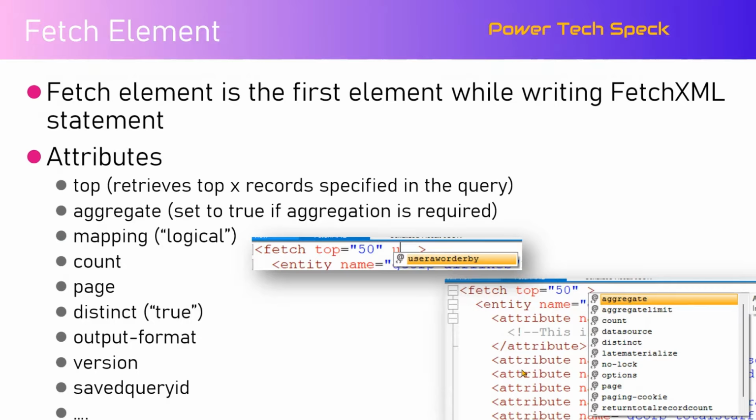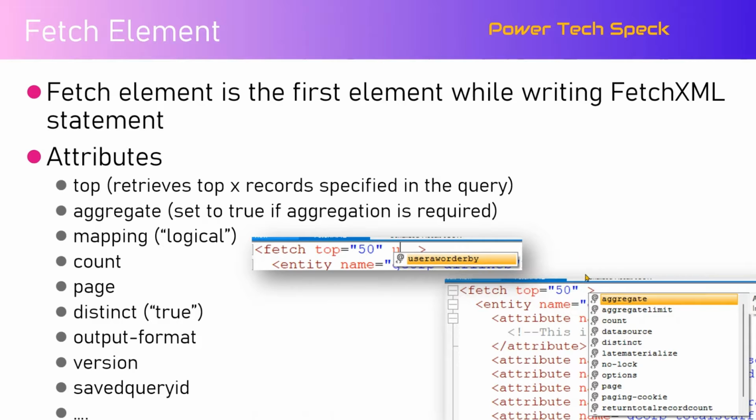Now, there are different attributes that are available as a part of the fetch element. You have attributes of top, aggregate, mapping, count, page, distinct, output-format, version, saved query ID. So there are many options which are currently available. As you see in the IntelliSense over here, you see aggregate, aggregate limit, count, data source, distinct. These are all part of the fetch element.